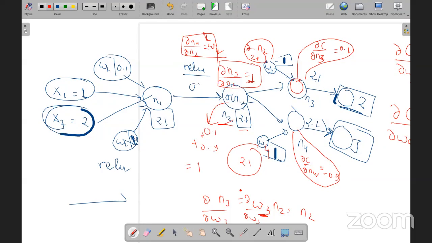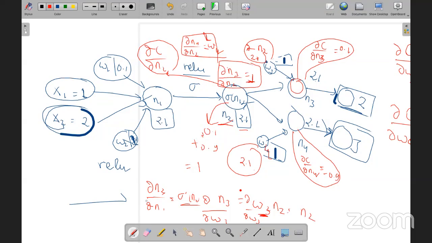And now when you're going back, you have calculated exactly dc by dn2. And now you don't care what you did in this area, it's something you don't even think about. You just go back, and now you just assume that you are applying sigma over something. So what is the value of this node with respect to this node? We want to find dn2 by dn1, and it would be sigma prime of n1, because this is sigma n1.